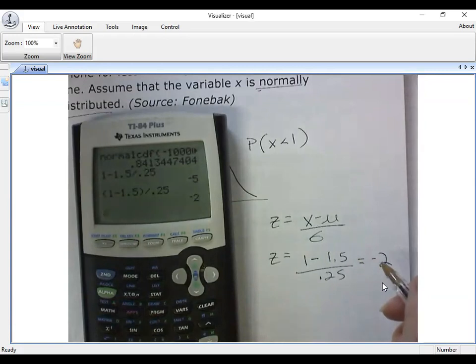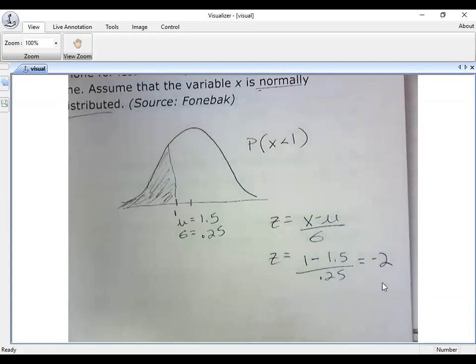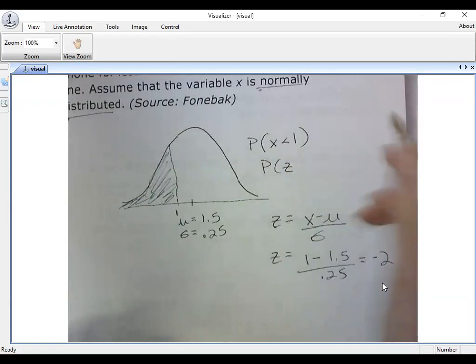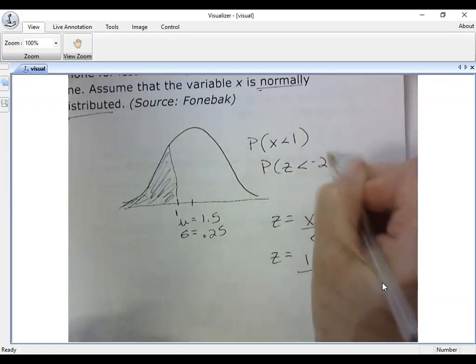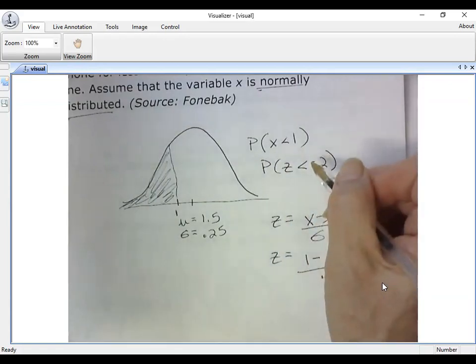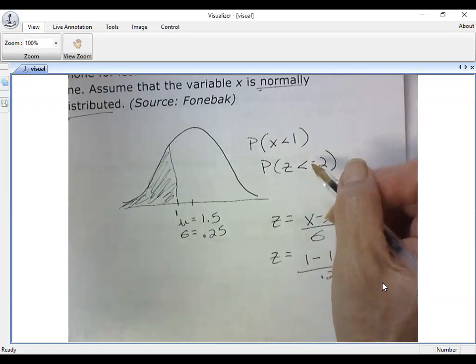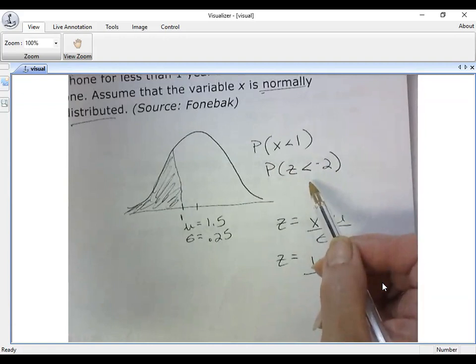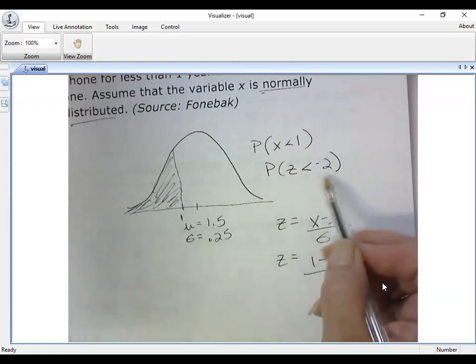Beg your pardon? Oh, you're doing something. Okay, we're just getting the z-score. So if we change this to a z-score, then we're trying to find the probability that z is less than -2. Now, at that point, you can go look it up out of the table if you want. If you wanted to do it in the calculator, you can, and use the z values.